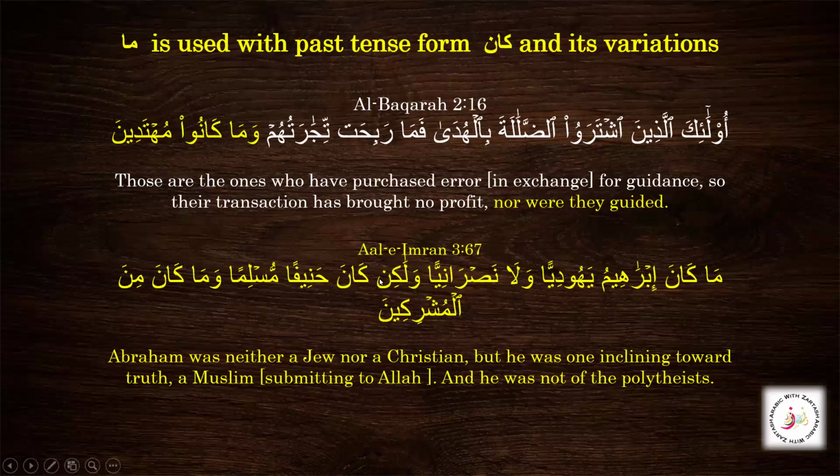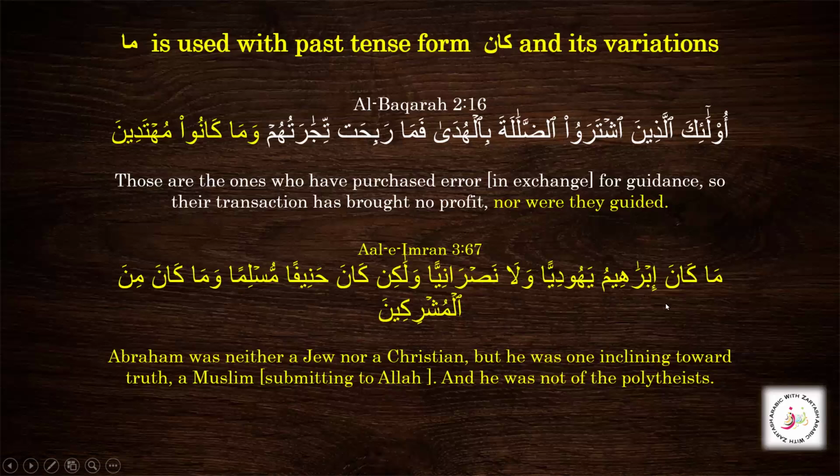Let's look at the next example now. Again, we have the negation in the past because kana is used here. And we know that kana yakunu, whether we are using yakunu, still it will be in the past. So here, Surah Al Imran, ayah number 67, we are going to focus on the kana part. Here we have, look at this, ma kana Ibrahimu Yahudiyan wala Nasariyan, wa lakin kana hanifan musliman wa ma kana minal mushrikeen.